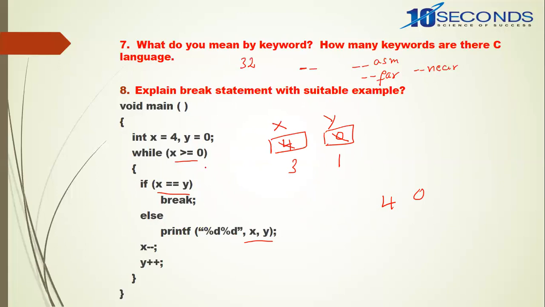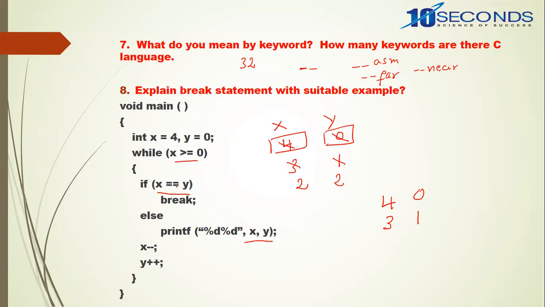Again, while X greater than or equal to 0, 3 greater than or equal to 0 condition is true. It enters. If X equal to Y, that is 3 equal to 1, condition is false. So it will go to else part and print 3 and 1. X minus minus, 3 will become 2. Y plus plus, 1 will become 2. While X greater than or equal to 0, that is 2 greater than or equal to 0, condition is true.